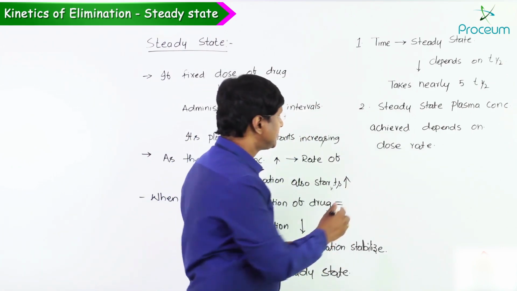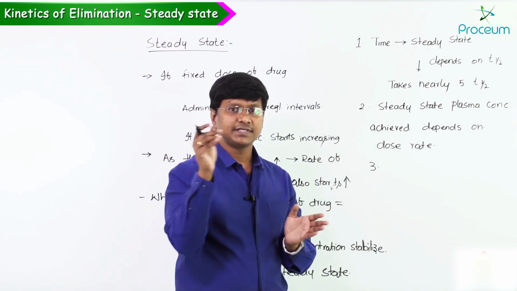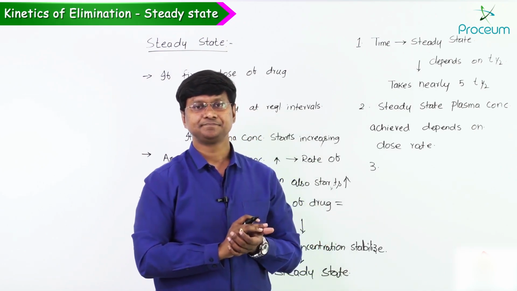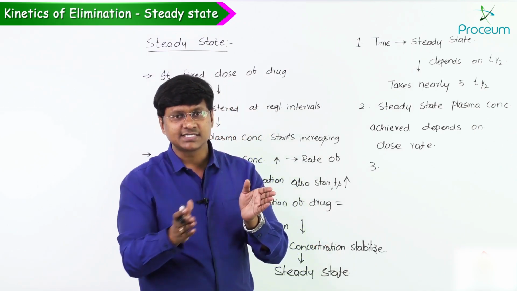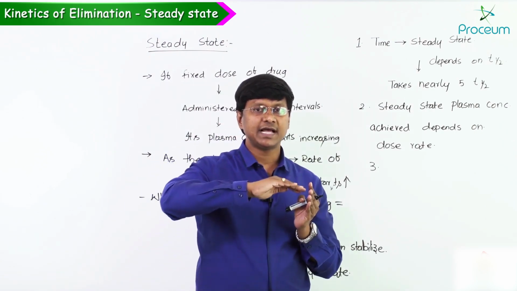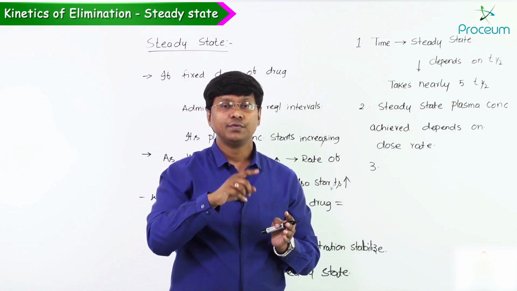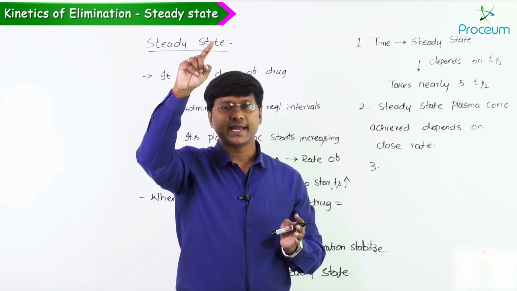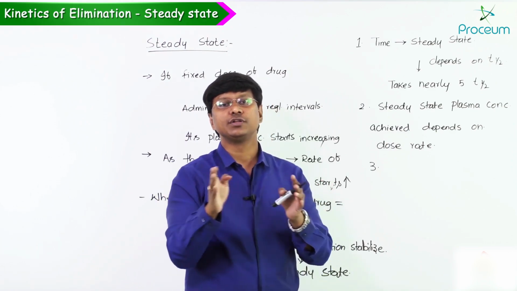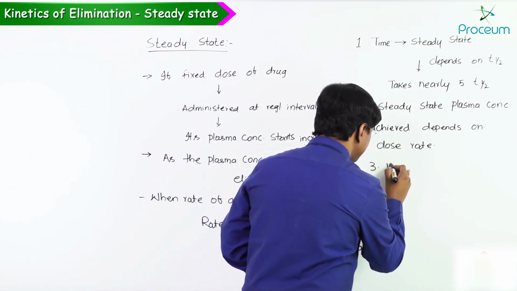Next, the third point regarding the steady state. Whenever the drug is administered continuously, it reaches the peak value. Once the drug starts eliminating, it reaches the lowest value. So you have a peak and you have a trough. The variation between the peak and trough concentration at steady state depends on the dosing interval.